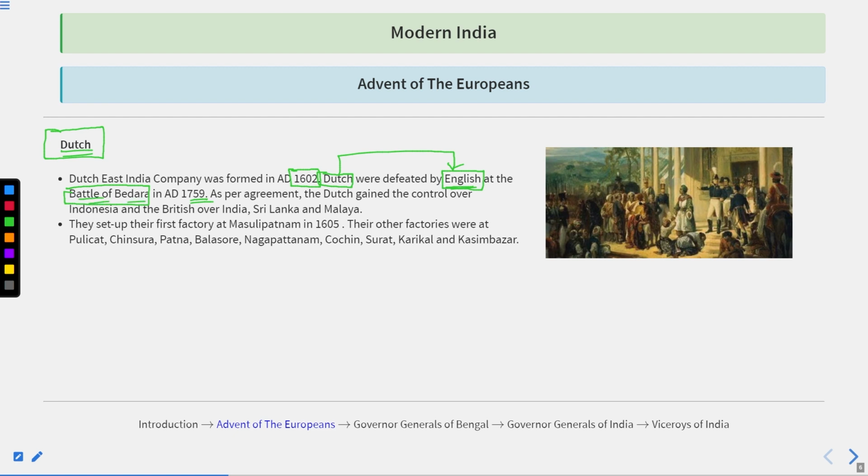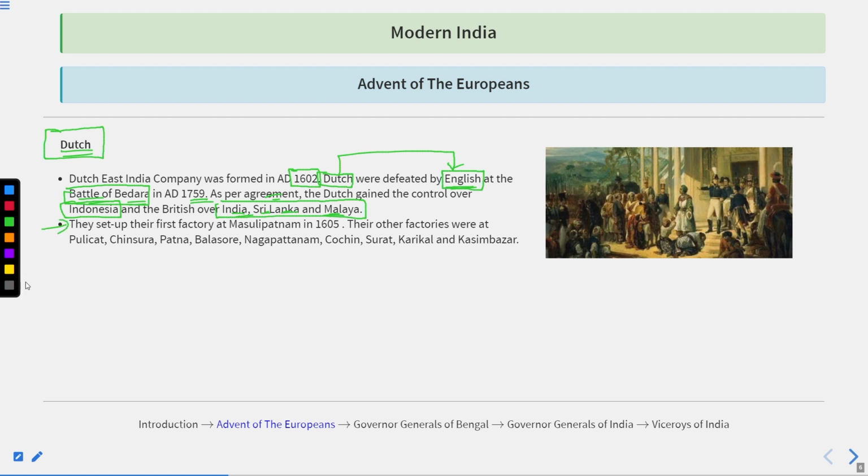After this battle, an agreement was signed between the Dutch and the English. As per the agreement, the Dutch got full control in Indonesia. The Britishers moved out from there, and the Britishers got full control in India, Sri Lanka, and Malaya, and the Dutch moved out from those places. So that was the agreement between these two.